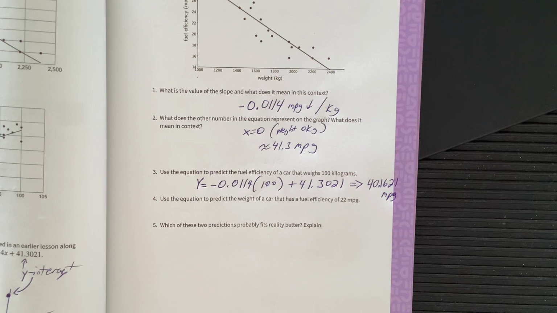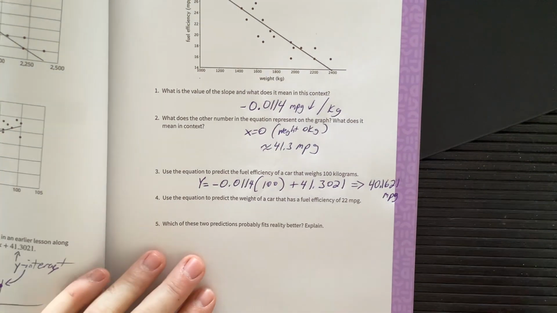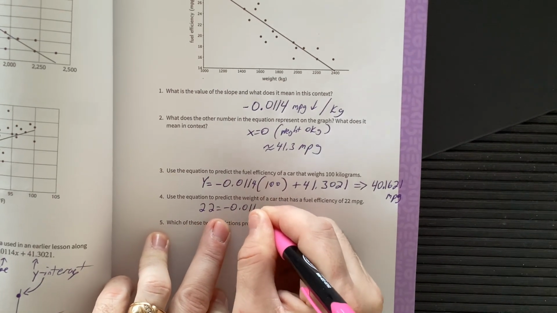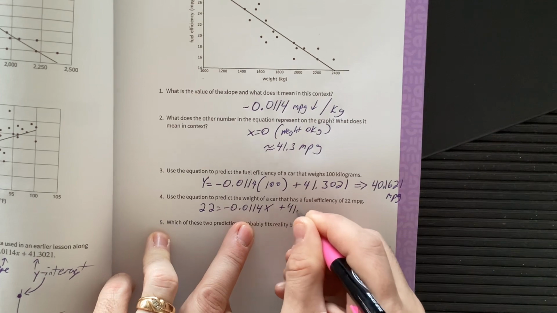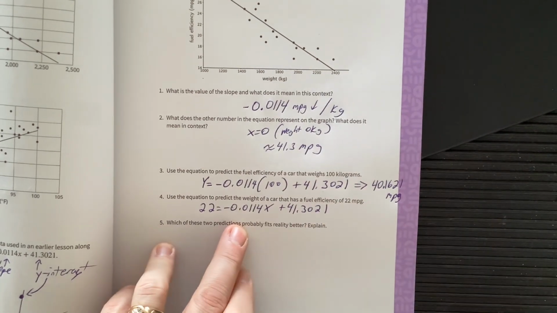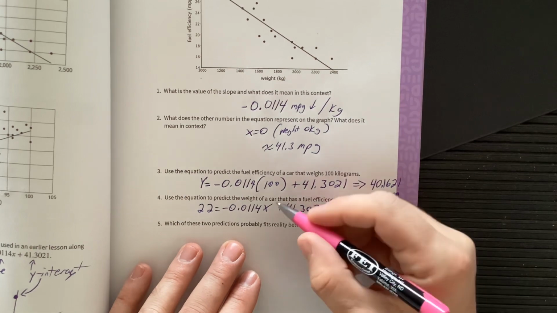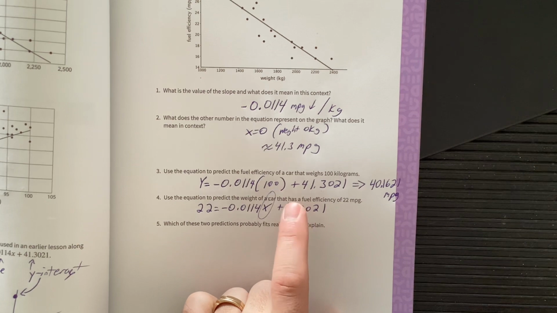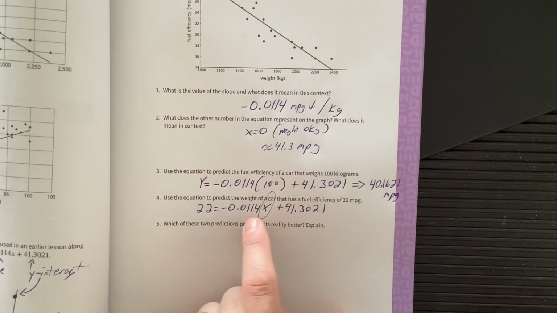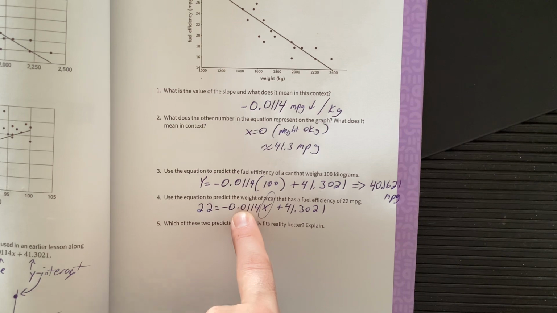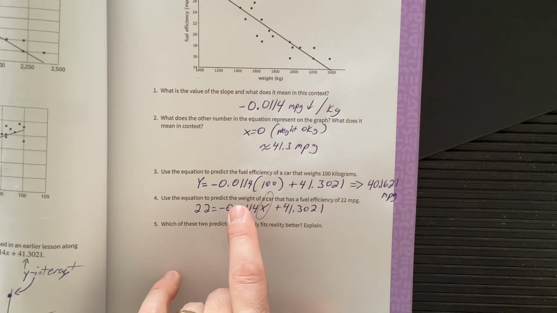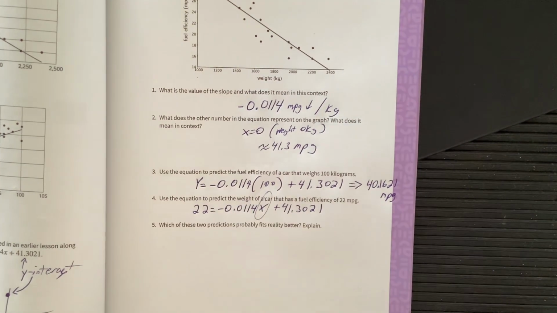Okay, number 4. How about if it gives me the fuel efficiency? So that's my Y value now, so I'm going to use the same equation, except plug it in for Y. And I'm solving for this X value. So you're going to take 22 minus this number, and then divide by this number that's in front of the X. 22 minus this number, divided by this. Somebody other than Sienna is going to have to give me this one, please.